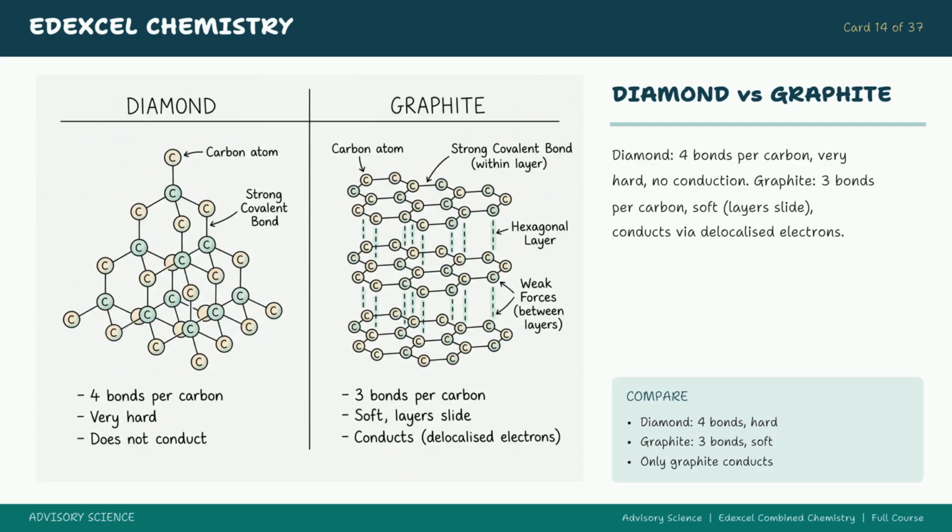Graphite is special. It conducts electricity because each carbon has a delocalized electron, so an electron that is free to move elsewhere.